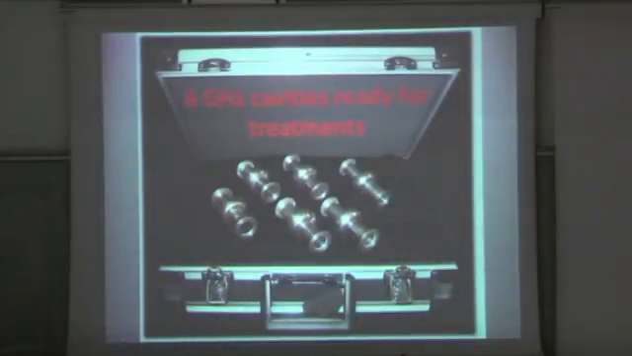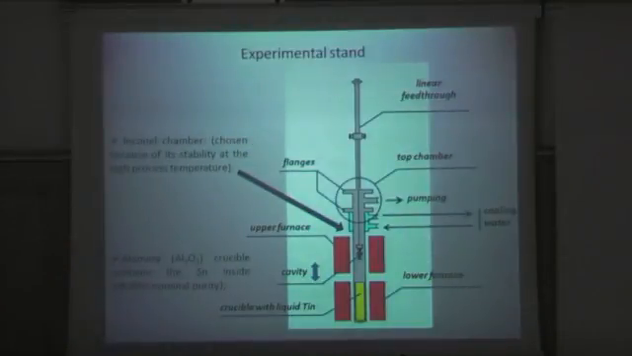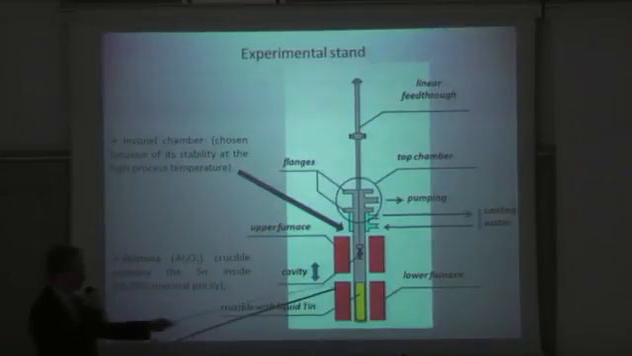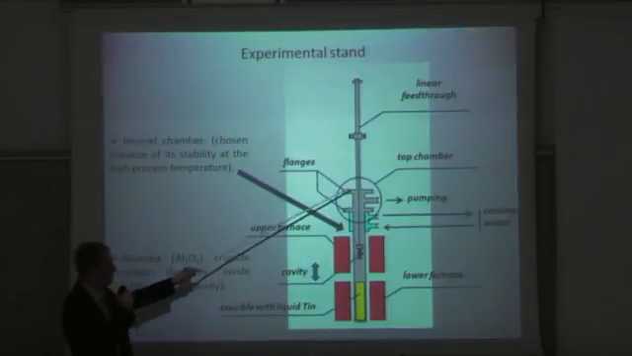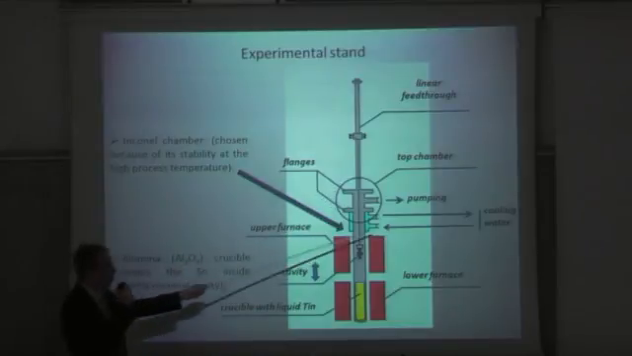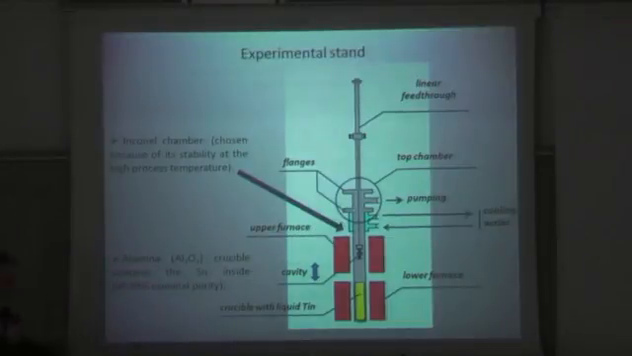Here is just a slide where we can see a 6 GHz cavity that is ready for treatments. Here is our experimental stand. I will try to be very brief. So, we have an Inconel chamber. Inconel is chosen because of its stability at high pressure and high process temperature. Inside the chamber, we can see an aluminum crucible with the molten tin inside. Here is the cavity. It is fixed on the linear feed-through that can move up and down. There is coolant water to prevent damage of the pumping, and that's all.